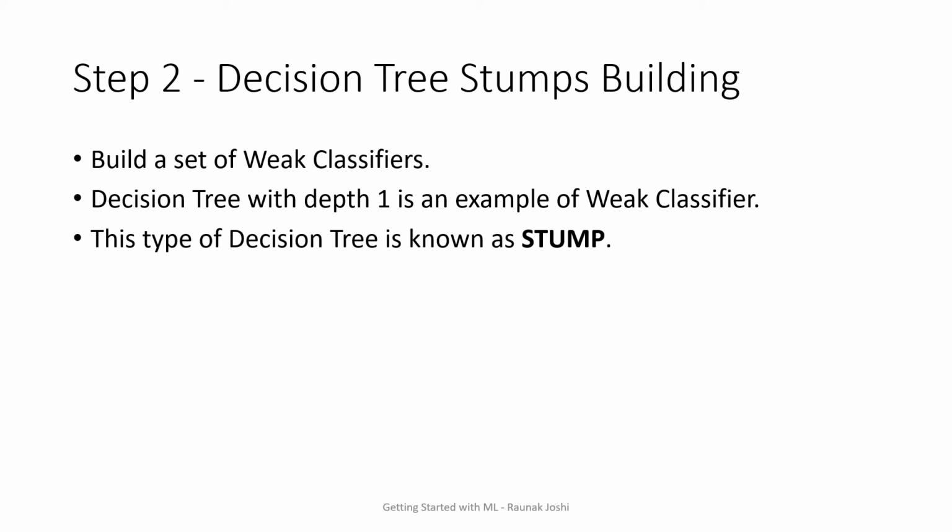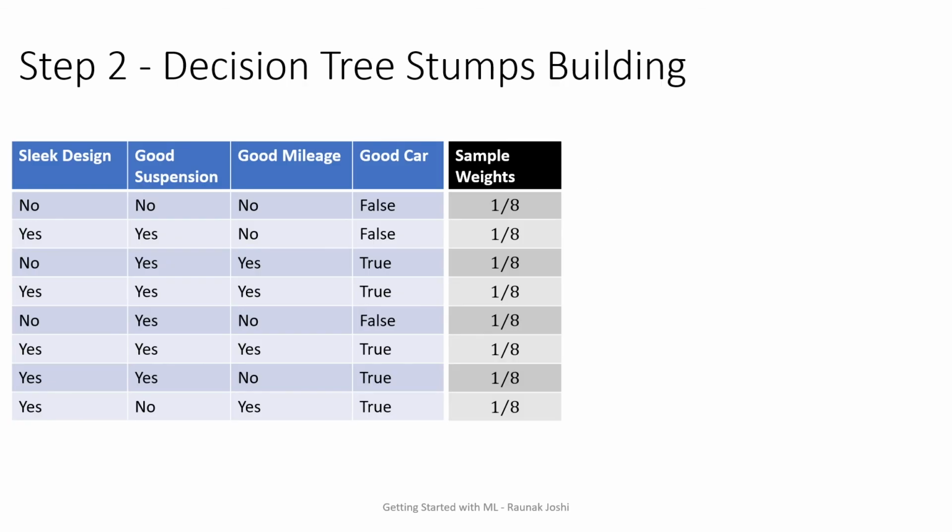So we are going to now build stumps. The way we do it is we are going to take each and every single feature and try to evaluate the class that we want to predict. So now we are going to take sleek design. If my car is sleek, yes and no, so there will be 2 possibilities.